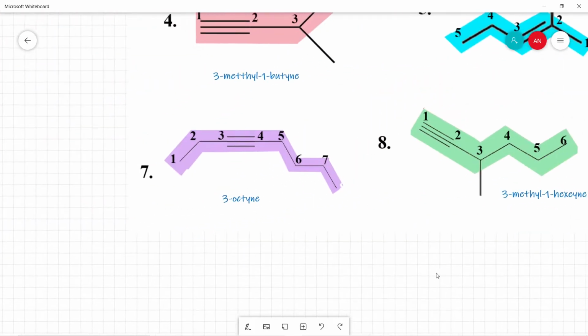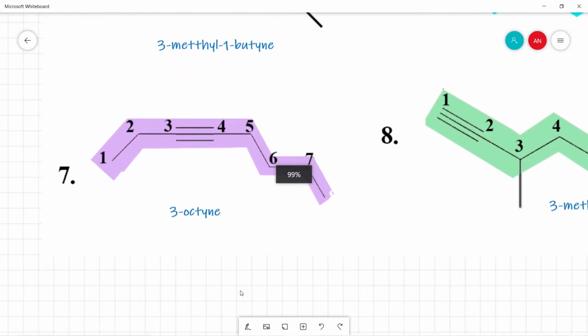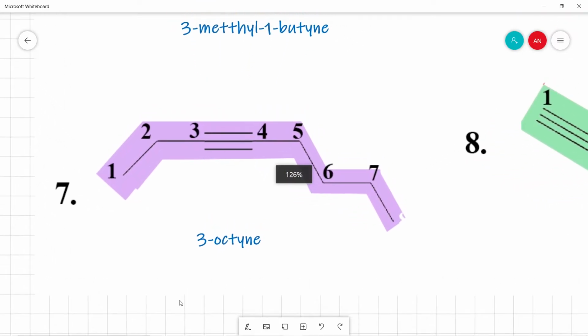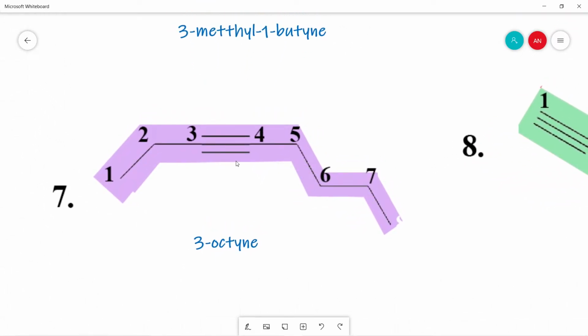Alright, now moving towards the seventh one, very easy, nothing difficult here, no branches are there, so its name is of course octane. There 8 is missing here, so I could write it here. So there are 8 carbons, so it's octane, and there's a triple bond between the third and fourth carbons. So take 3 as a reference and it's 3 octyne.